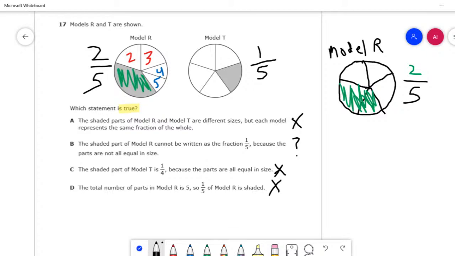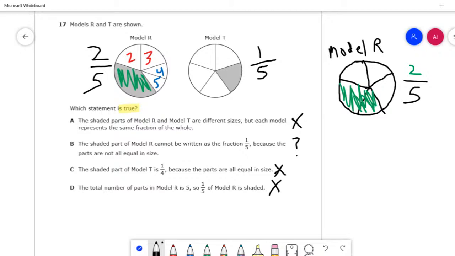Answer choice C, which we also marked as wrong, says the shaded part of model T is 1/4 because the parts are all equal in size. This again has nothing to do with model R. We already calculated that model T has 1 out of 5 total parts shaded in, so the fraction has to be 1/5. And for answer choice D, it says the total number of parts in model R is 5, so 1/5 of model R is shaded. But when we redo this diagram, we can see that there are 2 parts shaded out of the 5 total parts. So it's actually 2/5 that is shaded. Just like that, we can reinforce that A, C, and D are all wrong.